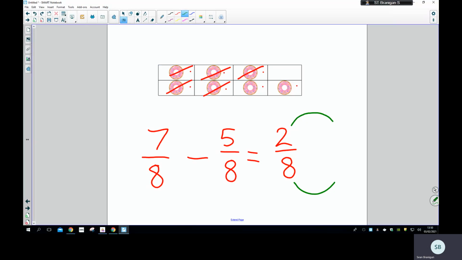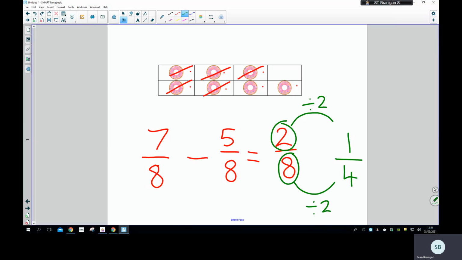I know that both of them are in the 2 times table. 2, 4, 6, 8. So I'm going to divide them both by 2. Whatever you do to the denominator, you must do to the numerator. So we divide them by the same number. 8 divided by 2 is 4, and 2 divided by 2 is 1. So I have simplified that fraction from 2 8s to a quarter.